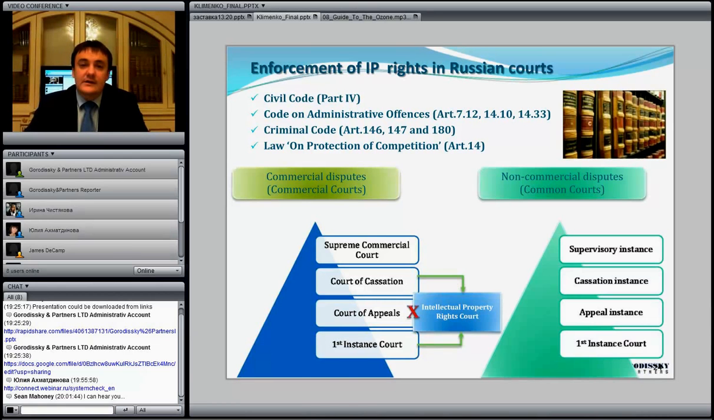As regards the legal acts regulating intellectual property issues, you can see on the screen just a few of them that are widely applied in Russia. The main legal act is the Civil Code of the Russian Federation, its part 4. There is also the Code on Administrative Offenses and the Criminal Code dealing with violation of intellectual property rights, protection by law enforcement authorities like the police, and the law on protection of competition, which can be applied if there is a matter of unfair competition.